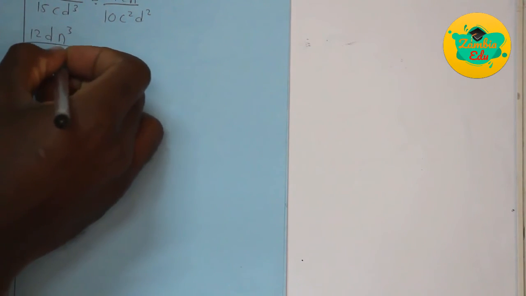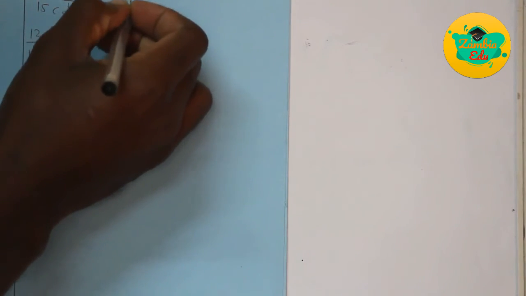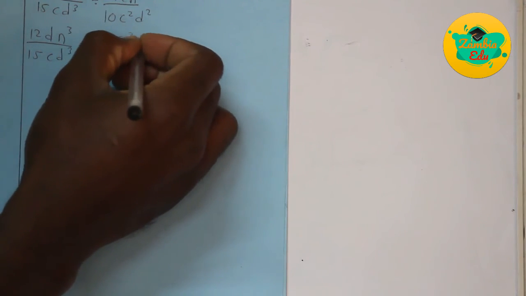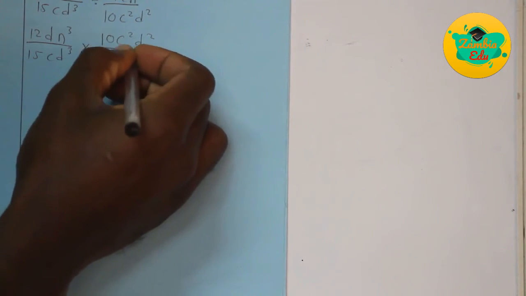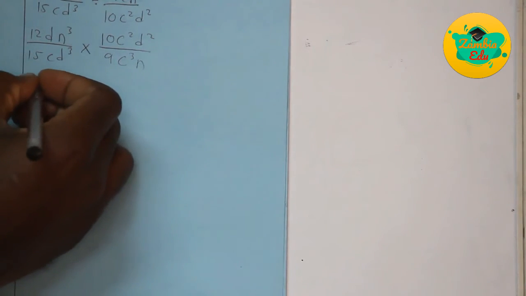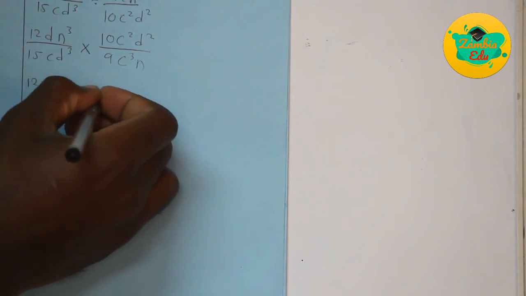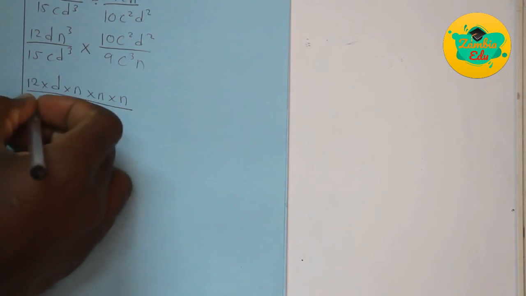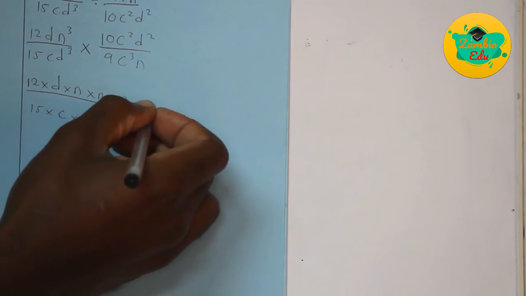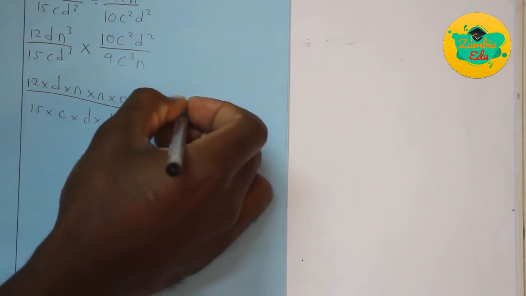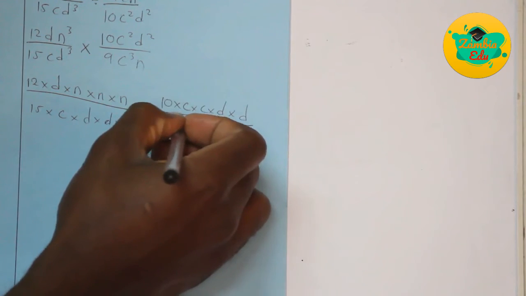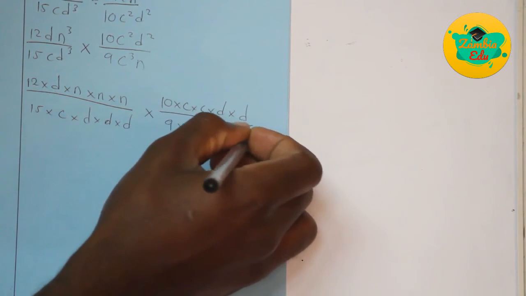So quickly we do that, over 15cd cubic times, we swap the denominator, the numerator there, so the denominator goes on top, over, okay, having reached that part, now we expand. 12 times d times n times n times n over 15 times C times D times D times D times 10 times C times C times D times D over 9 times C times C times C times N.